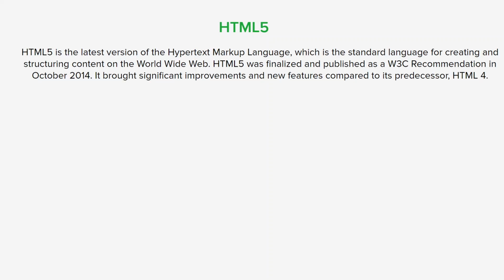So let's talk briefly about HTML5. HTML5 is the latest version of the hypertext markup language, which is the standard language for creating and structuring content on the World Wide Web. HTML5 was finalized and published as a W3C recommendation in October 2014, and it brought significant improvements and new features compared to its predecessor HTML4. Some key features and improvements in HTML5 include semantics. HTML5 introduced a set of new semantic elements that provide more meaning and structure to web pages, and these elements help improve SEO and accessibility by better defining the different parts of a web page.